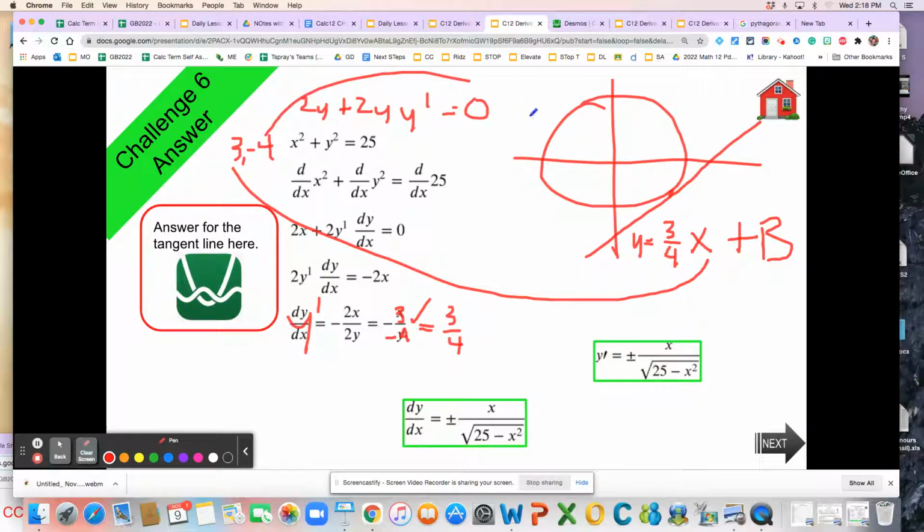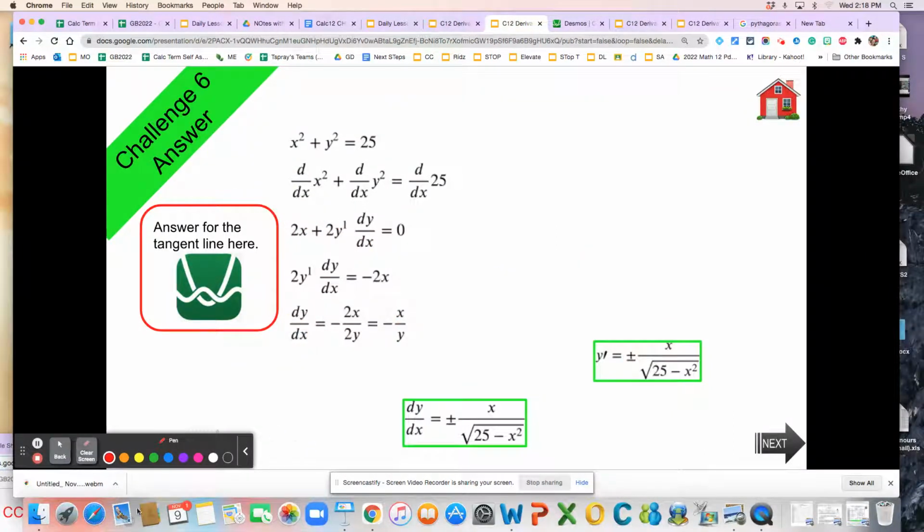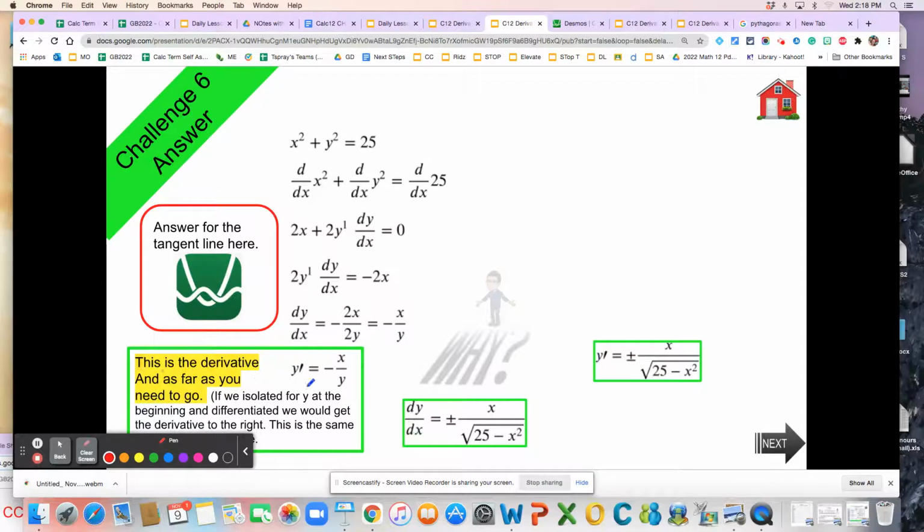We're going to take the negative 4 and put it in for y and isolate for b. Okay, and we've done that numerous times. Just remember that this coordinate has to be the same on the circle as it is on the line, and the line goes through this coordinate. So that means the b value can be found from plugging those coordinates in. A lot of people will miss this. This is the derivative. We are done.